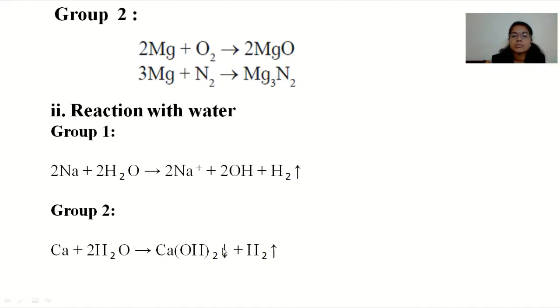Now here you can see the precipitate is formed, so the arrow is in the downward direction. While hydrogen gas is liberated, so in the gaseous form, we are writing an upward direction arrow for the hydrogen.